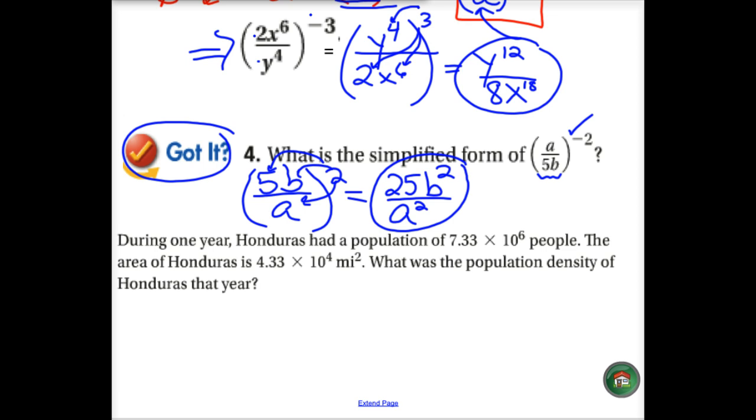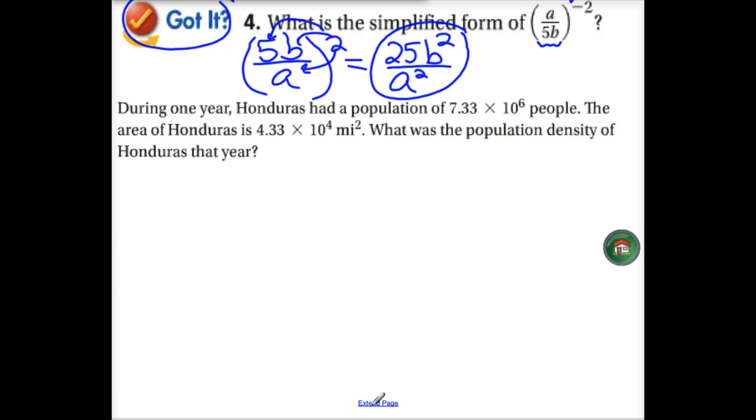And last up, let's tie in what we know about our scientific notation with our new properties. This one's actually really good. I'll tell you when I'm done with it. So it says during 1 year, we've got Honduras that has this many people. That's a lot of people, 7 million and some. And its area is this much. What is the population density?